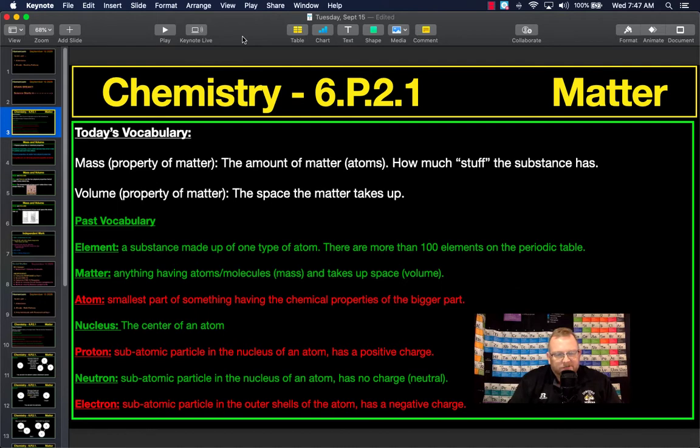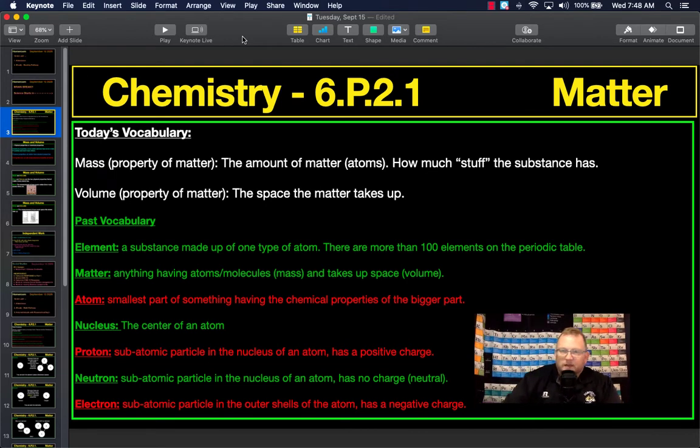And you're going to be like, well, this is familiar because we studied measuring mass and volume last week. But when we're talking about mass and volume today, we're talking about the property of matter. And we'll go into properties of matter in a minute. Mass is the amount of matter, or the number of atoms, how much stuff the substance has.